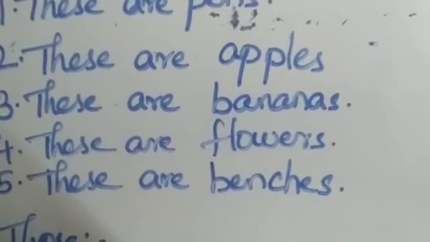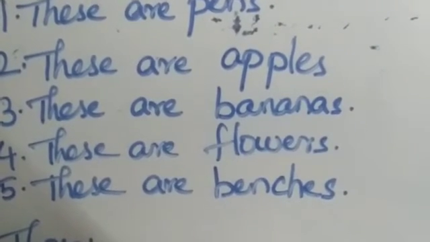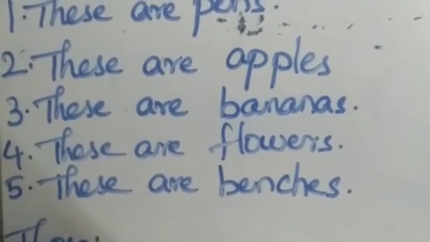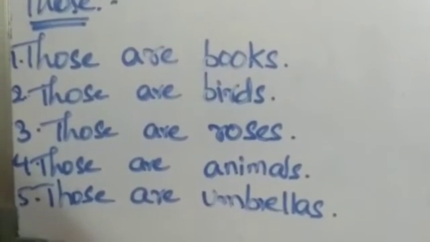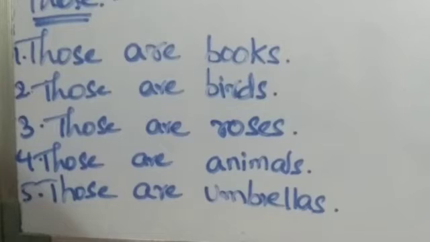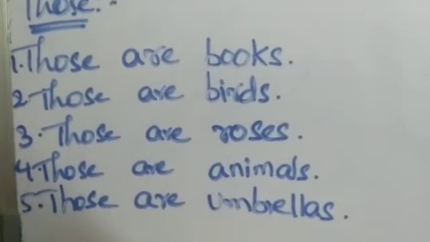Here you can see that we use the words these and those. What's the difference? Here the objects are near but in plural form, whereas here the objects are in plural form but far from the person.